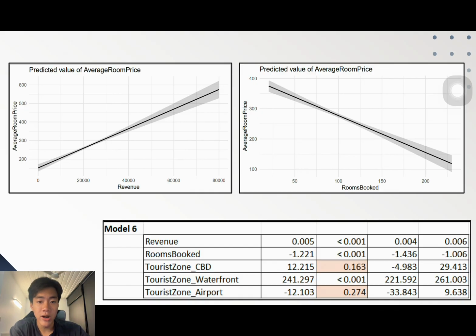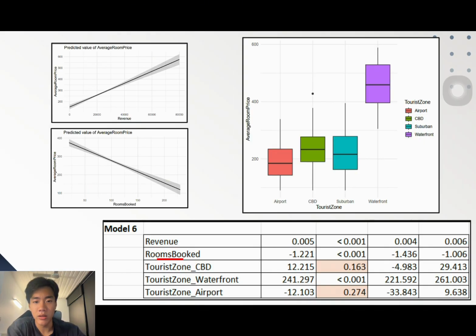So let's have a further look here. There are two plots of coefficients of two numeric variables in the model. The coefficient of revenue is quite low and positive, which is about 0.005, whereas that of room book is lower, and in a negative effect, which is 1.221.